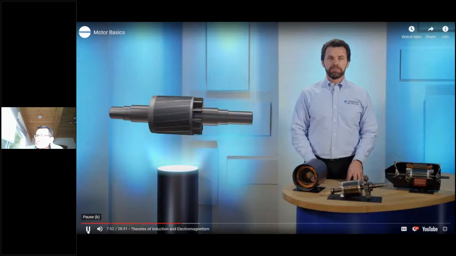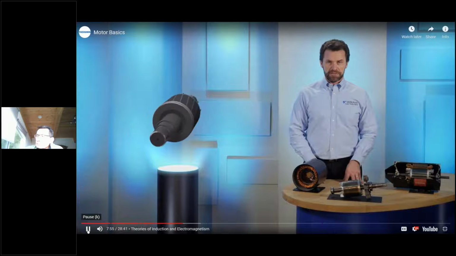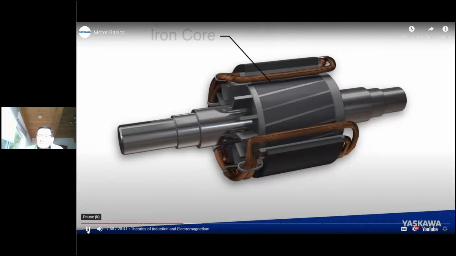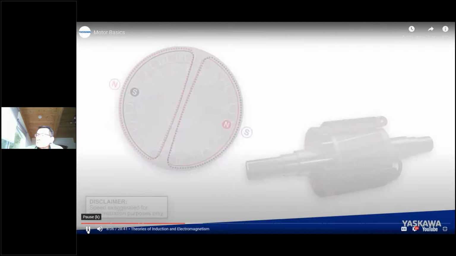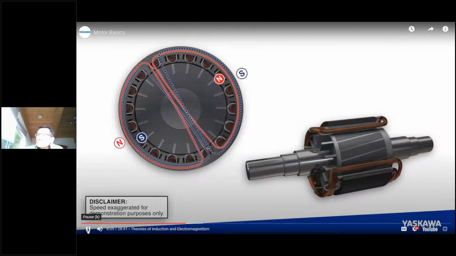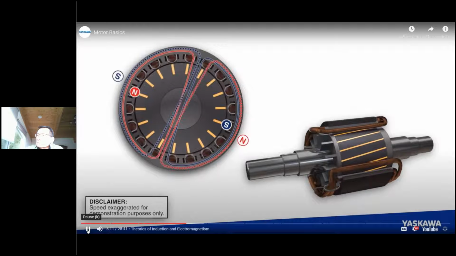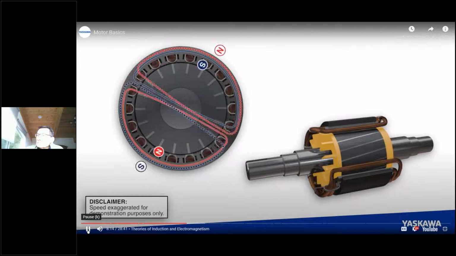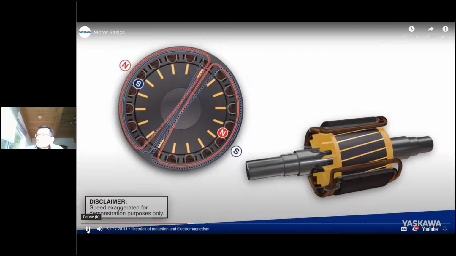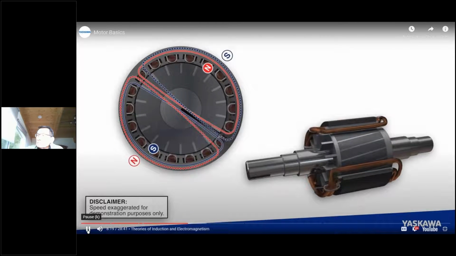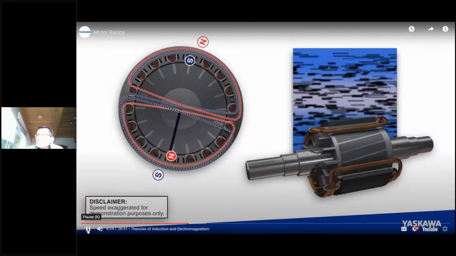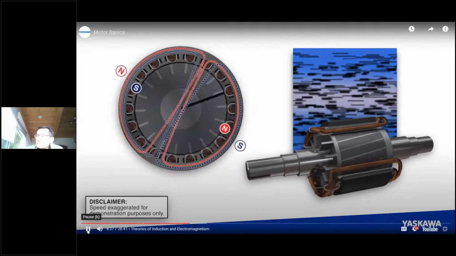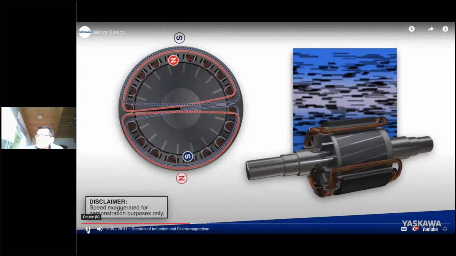Now let's look at the rotor and see what role it plays in the induction process. The rotor, with its iron core, conducting bars, and conducting end caps, is constructed to conduct electromagnetic current. As the stator's magnetic field rotates, it induces voltage in the bars of the rotor. As the rotor bars are shorted at both ends using end rings, there is now a closed path for the flow of current in the rotor bars. This, in turn, aligns the atoms in the iron cores of the rotor to produce its own magnetic field, which opposes the magnetic field produced by the stator.